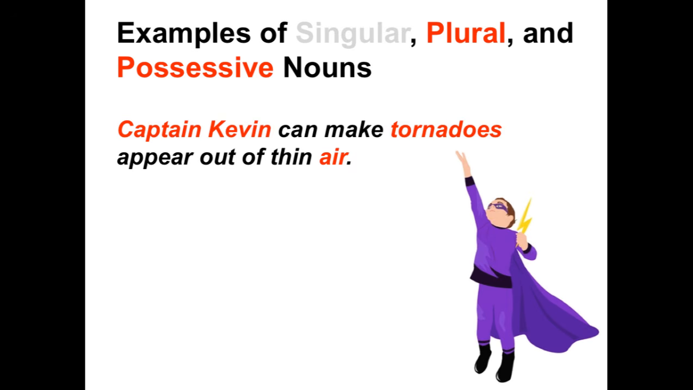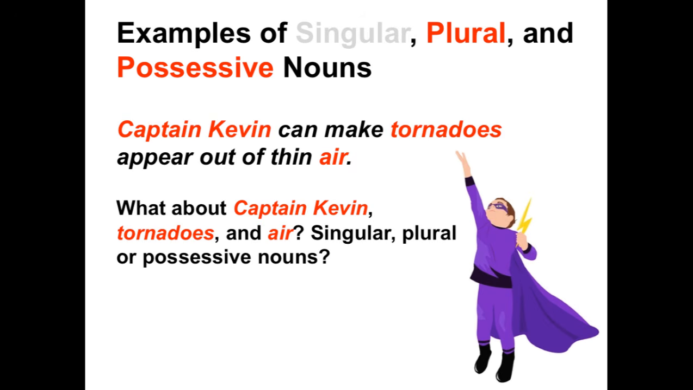Here's another example of singular, plural, and possessive nouns. Captain Kevin can make tornadoes appear out of thin air. What about Captain Kevin, tornadoes, and air? Are those singular, plural, or possessive nouns? Well, let's deal with them one at a time. Captain Kevin. Captain Kevin is a singular noun.